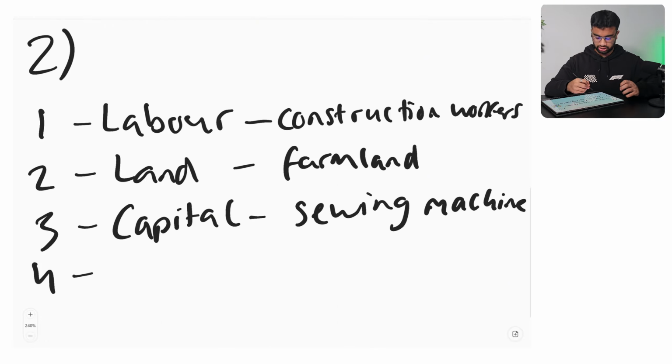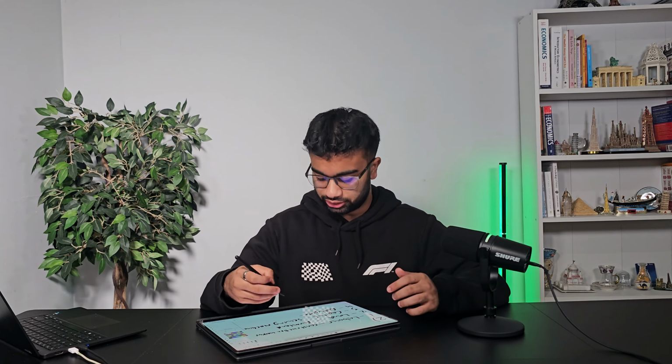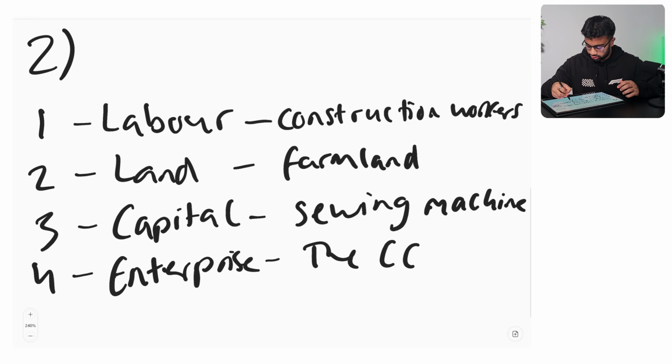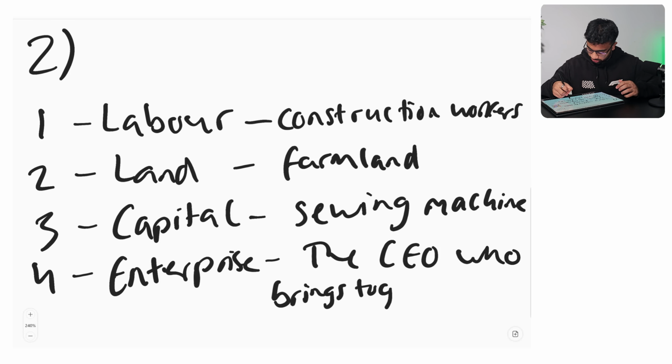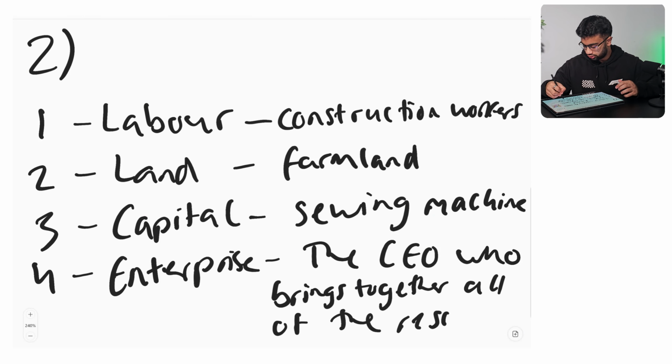And the last one is enterprise. This one's sort of tricky. We don't really use it that much in exam questions, but it's important to know it in case you do need to. And what enterprise is pretty much the entrepreneurial skills of the person that might be the owner of the business or something. So we could say the CEO who brings together all of the resources. And that is how you answer this question.